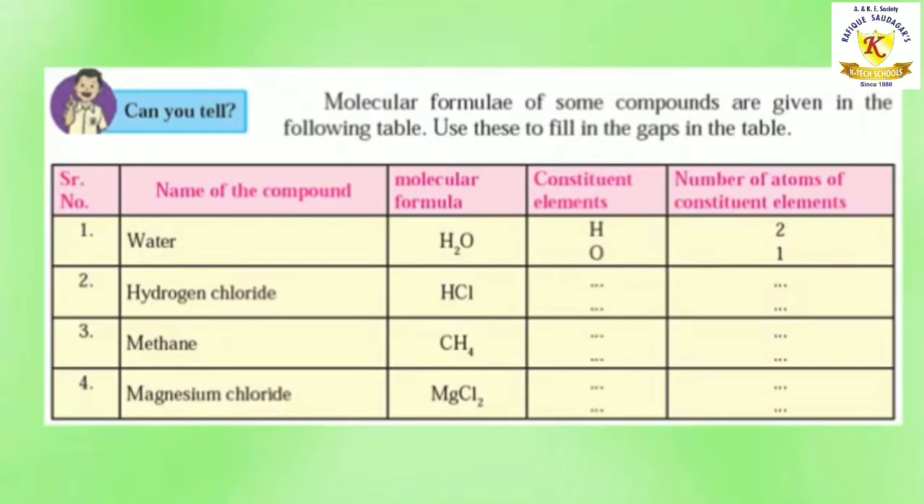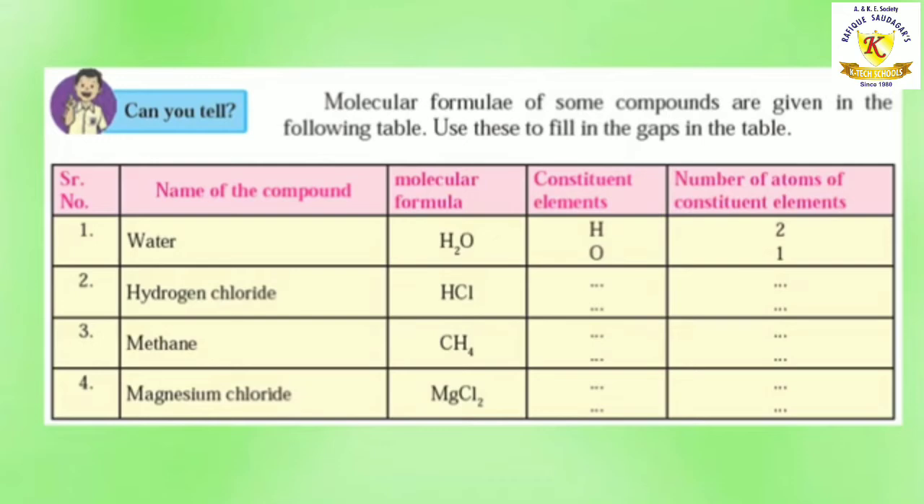Now see here, we have this table on page number 45 of our textbook. In this table, we have names of compounds, their molecular formula, constituent elements and number of atoms of constituent elements. The first one, the molecular formula is H2O. The name of the compound is water. Here the 2 is written after H, so 2 is the subscript. Understood? The same we can see in the third one, CH4, that is methane, where 4 is the subscript.